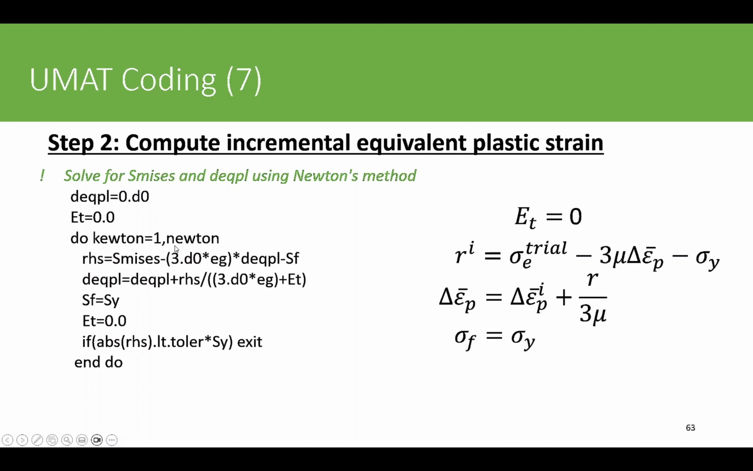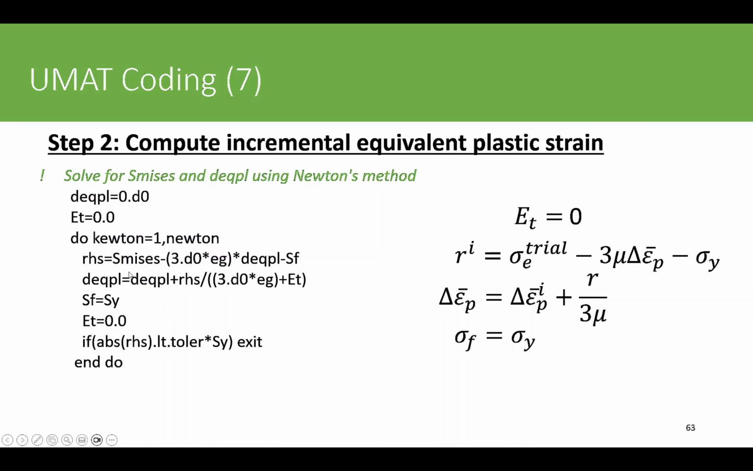So this is a Newton iteration. We compute the right hand side first, which is S Mises minus 3 times mu times equivalent strain minus SF. And then we compute the D equivalent here, which is the previous value plus right hand side over 3 times mu plus ET, but in this case ET is 0, so you can ignore it for the time being. Similarly, SF is SY, and ET is 0 because there is no hardening. So we will solve it for different values of equivalent plastic strain, and we will keep updating it as the loop goes on.